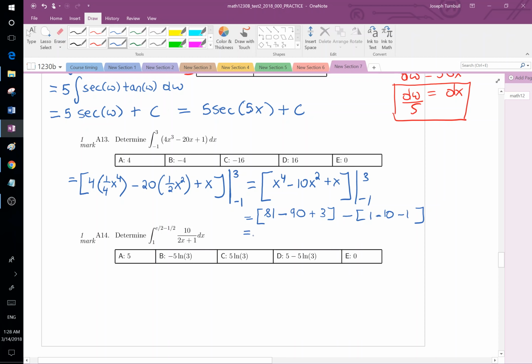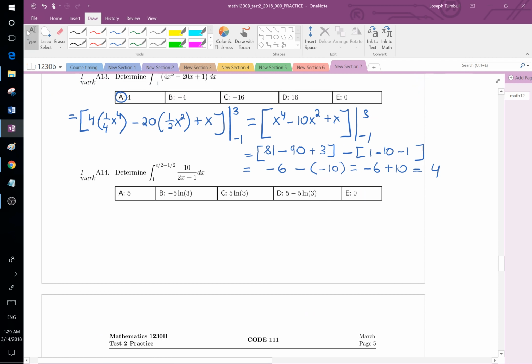Okay, now simplify. Let's see, 81 minus 90 plus 3, so -6. The first bracket. Now we have minus -10. So that's going to be -6 plus 10, which is +4. Choice A.